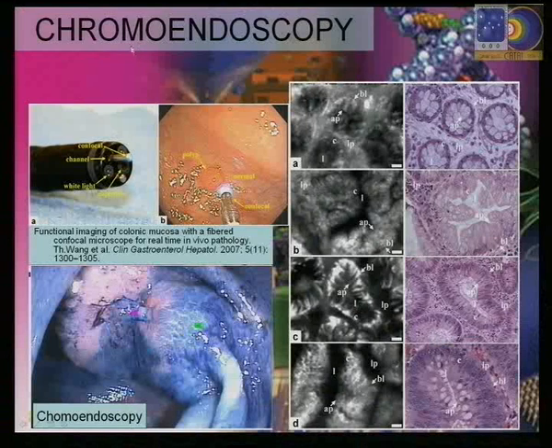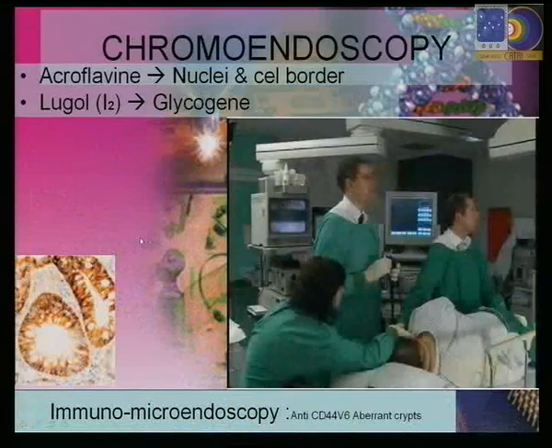This is when you use colors, so dyes like indigo carmine or methylene blue. You can also call this chromoendoscopy, because you not only see it macroscopically in color, but you also see stained nuclei inside of the endoscopy.